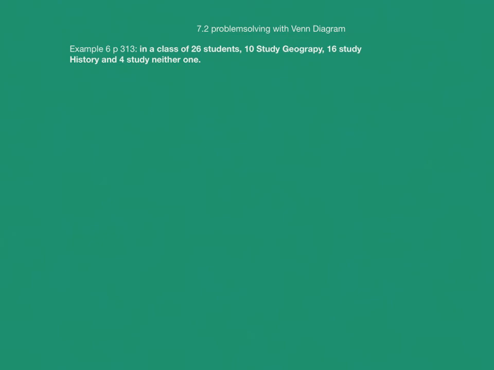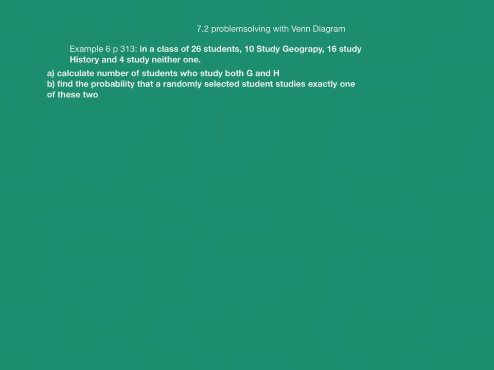Okay, so another example of problem solving with the Venn diagrams. We're looking at example 6, page 313, and the case is this: in a class of 26 students, it is found that 10 study geography, 16 study history, and 4 study neither one. So the first question is, A, calculate the number of students who study both geography and history. And question B, find the probability that a randomly selected student studies exactly one of these two subjects.